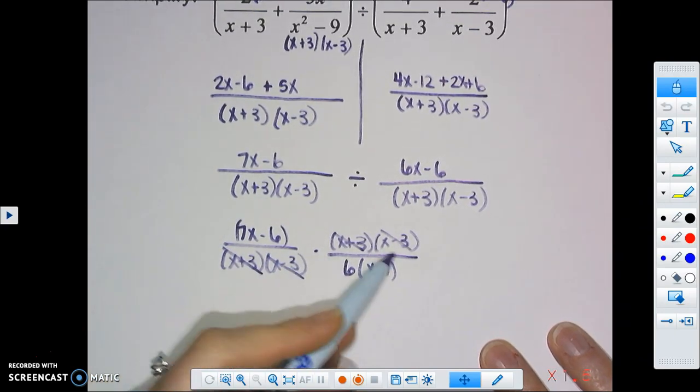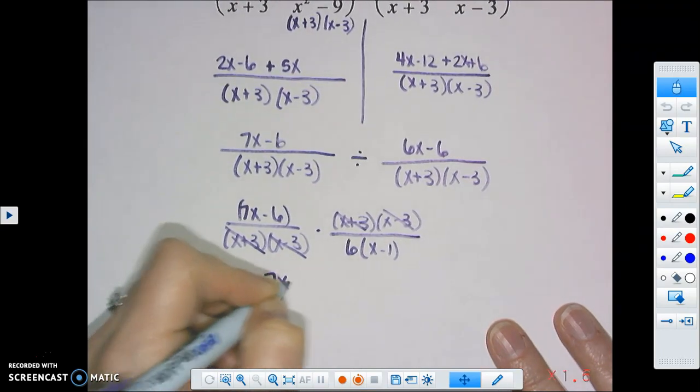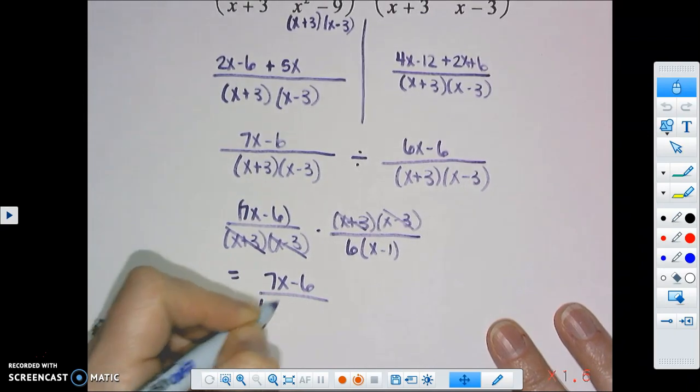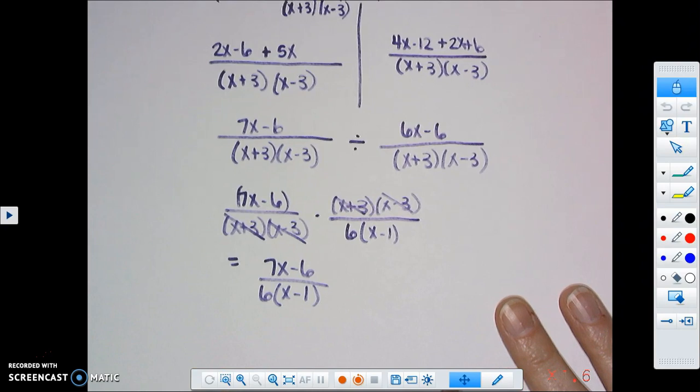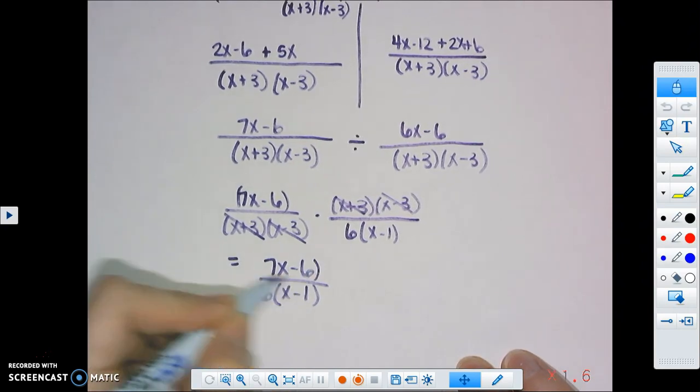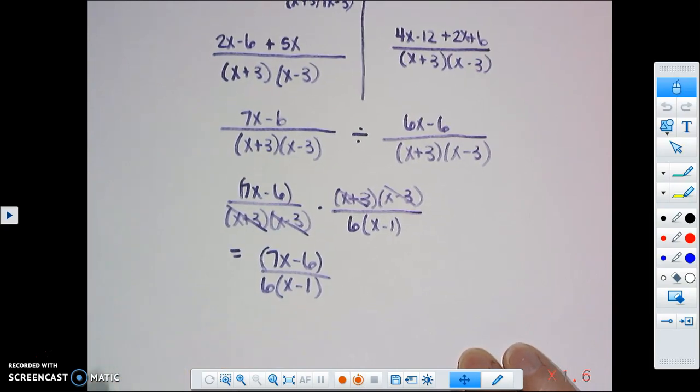So the x plus 3's go away, the x minus 3's go away. The first part of our answer is going to be 7x minus 6 over 6 times the quantity x minus 1. And it could be something that you keep in parentheses if it helps you to notice that you can't get rid of those 6's. You can't simplify those at all.